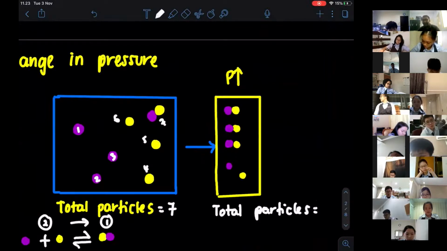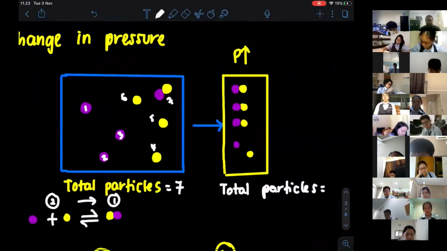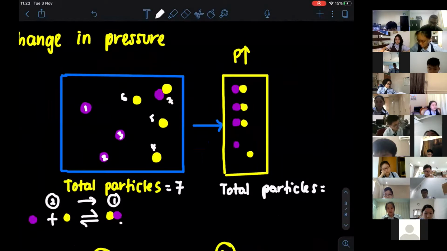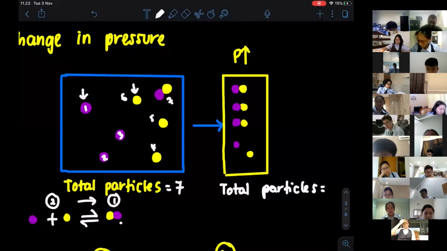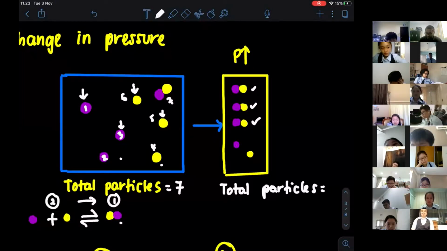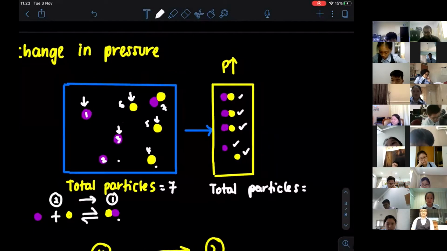Now, when that happens, you are going to form more of this molecule. You can see this and this, they will come and join this. This is the earlier one, so they remain. Maybe this and this, they come and join this. And this one, they didn't react. They just want to be alone. So the total number of particles that we have over here is actually 5.